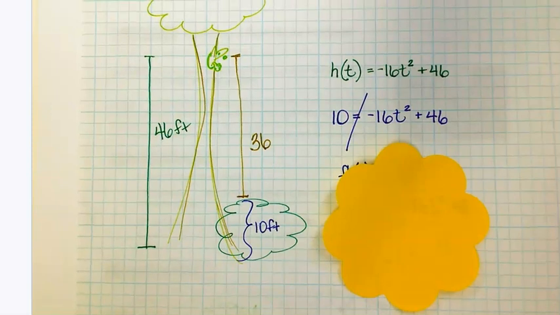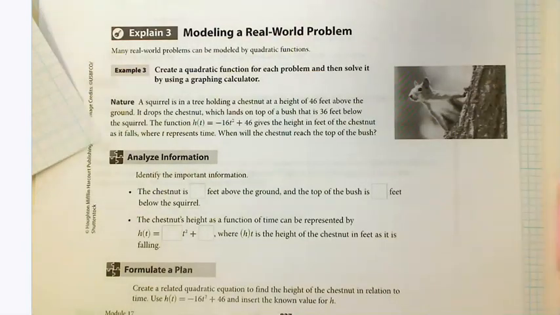Okay, here is my award-winning drawing of what's going on with this particular situation. So it says a squirrel is in a tree holding a chestnut at a height of 46 feet above the ground. It drops the chestnut, which lands on top of a bush that's 36 feet below the squirrel.